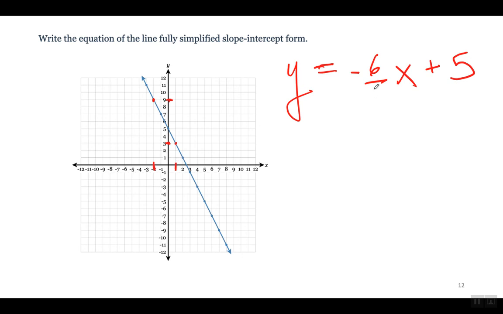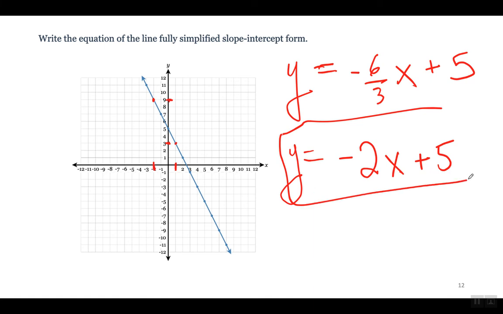3. Now I just divide negative 6 divided by 3, and I get my simplified answer, negative 2. And there's my simplified answer.